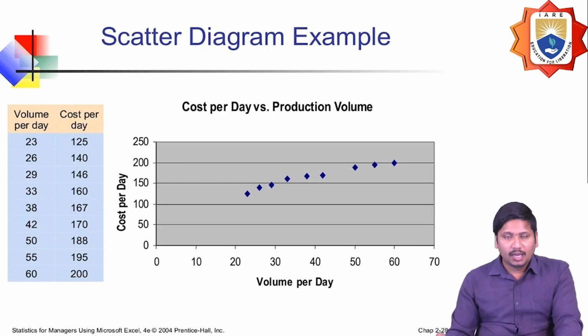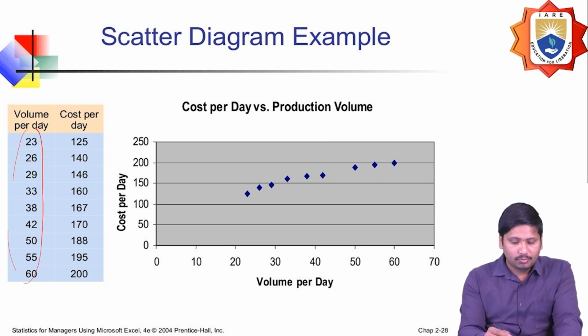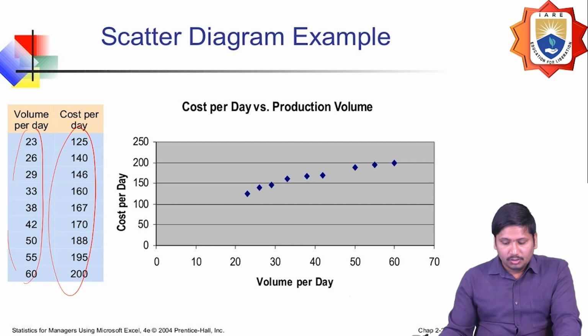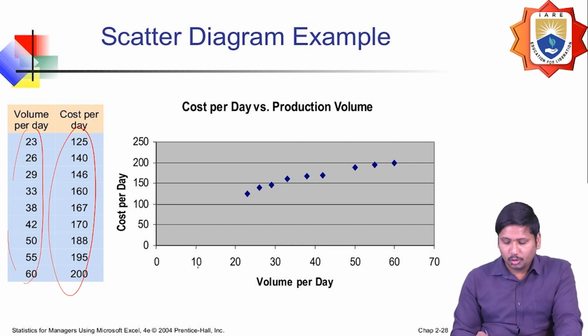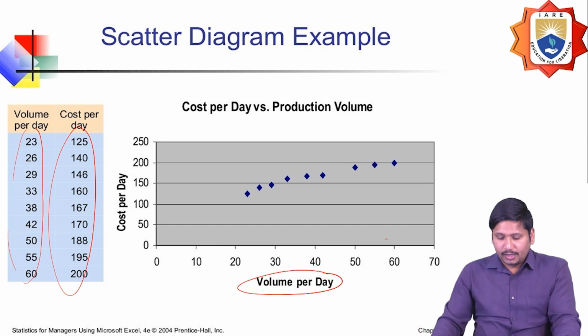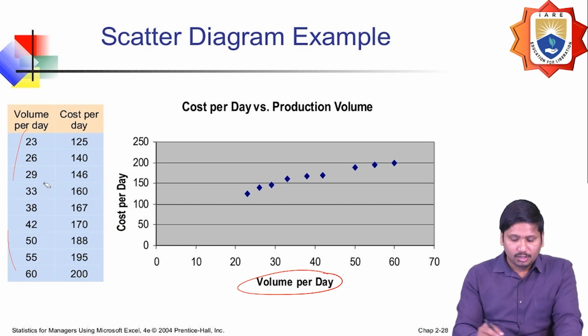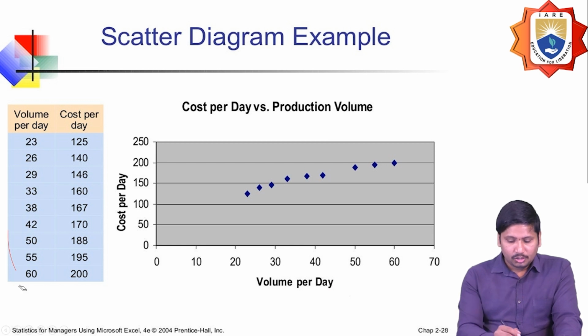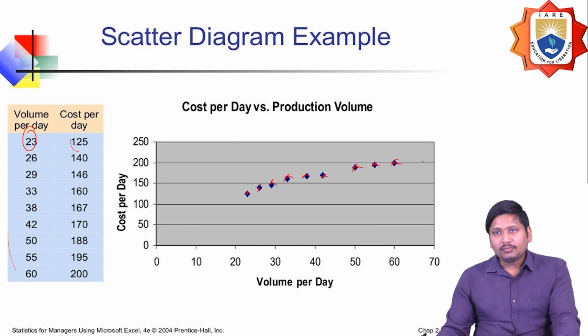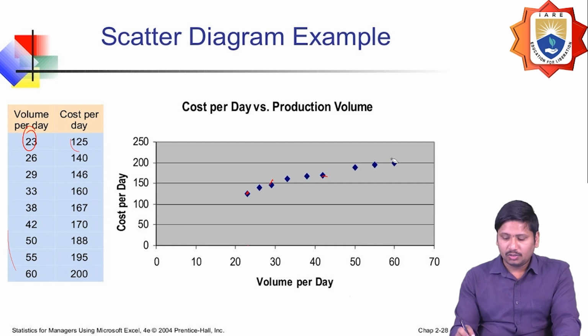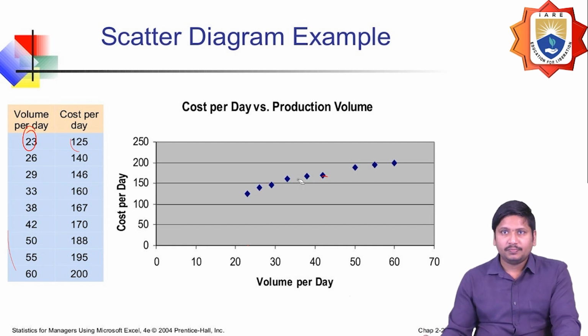Let's take an example here. I take volume per day as one column, and cost per day as another column. How do we construct this scatter diagram? I take the volume per day on the x-axis and the cost per day on the y-axis. Then, for 23, what is the cost per day? That is 125, and for 26 it is 140, and for 29 it is 140, like this. I mark the dots, and it becomes a simple scatter diagram that looks like this, without any lines or joinings, simply dots.